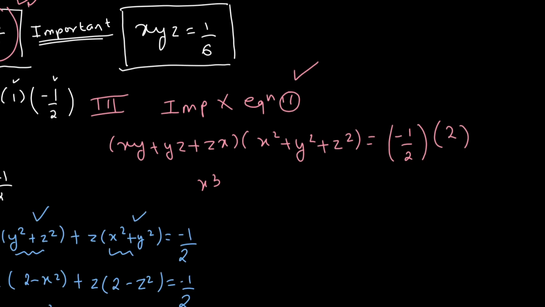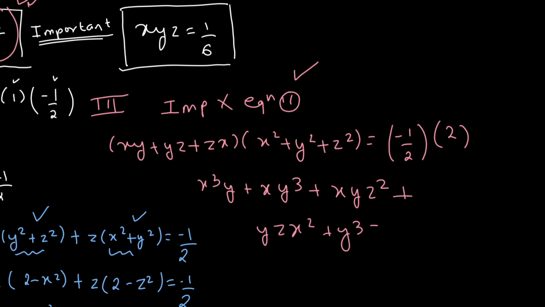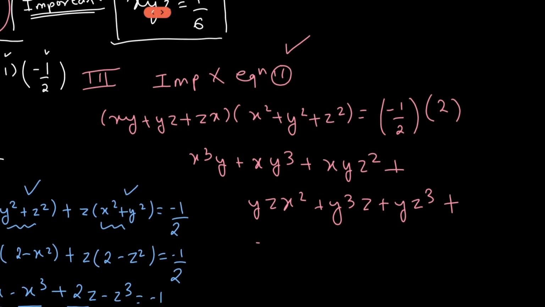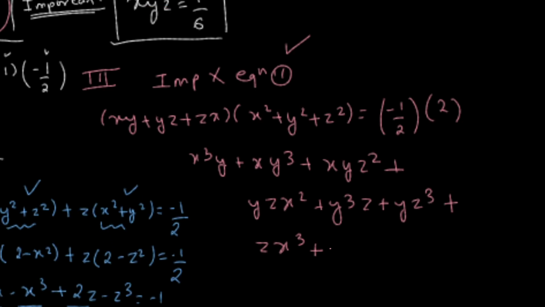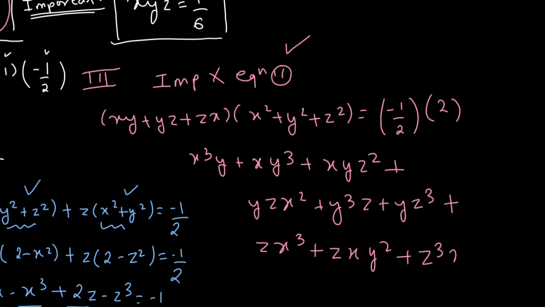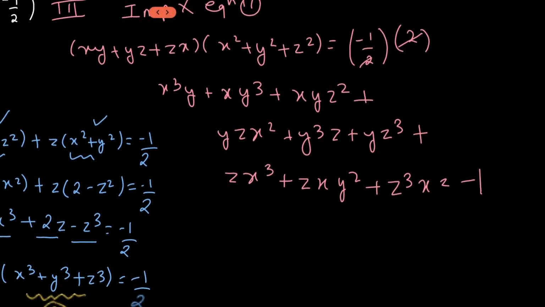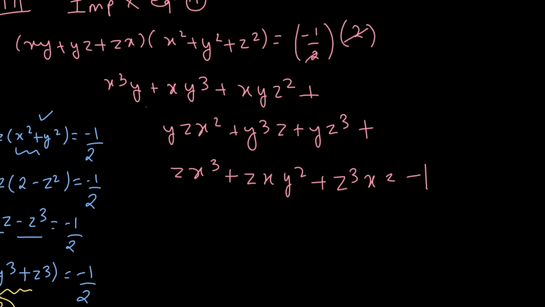So we will have x cube y plus x y cube plus x y z square plus y z x square plus y cube z plus y z cube plus z x cube plus z x y square plus z cube x, and this thing is equal to negative 1 because 2 and 2 are going to cancel out. Okay. Now let us simplify the left hand side.